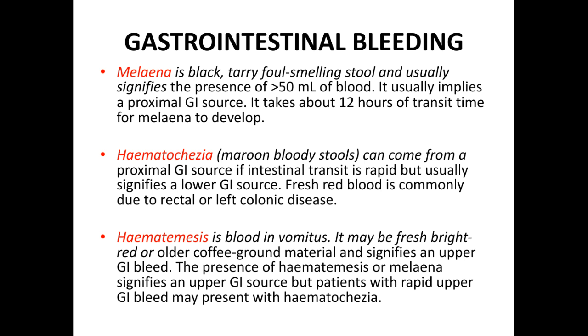Usually it takes some 12 hours of transit time to develop. Hematochezia means maroon bloody stools, which can come from a proximal GI source also if the intestinal transit time is more. Usually it signifies a lower GI source. Fresh red blood is commonly due to rectal or left colonic disease. Hematemesis means blood in the vomitus. It may be fresh bright red or older coffee ground material. As we know, it signifies an upper GI source.